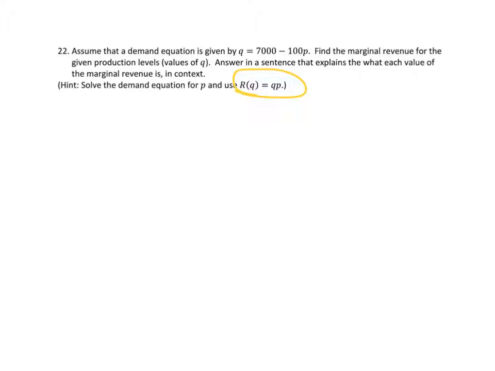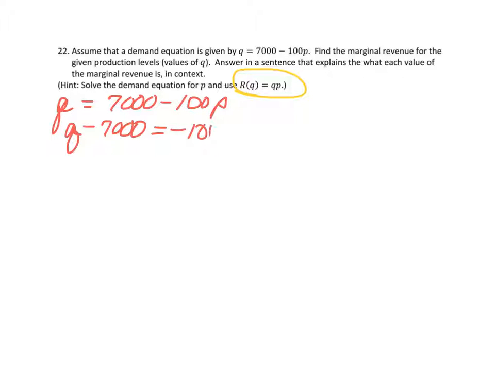So to do that, we have that Q is equal to 7,000 minus 100P. And to solve that for P, the first thing you want to do is subtract 7,000 from Q. Actually from both sides, but it disappears on the right-hand side. And that's equal to negative 100 times P.